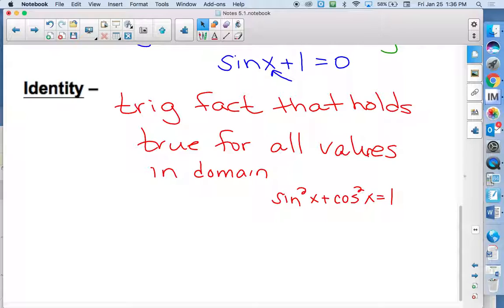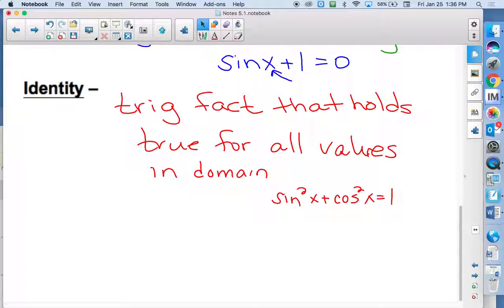So as long as I use the same x value, pi over 3, when I take the sine value of pi over 3 and square it, in addition with the cosine value of pi over 3 and square it, no matter what, it's going to equal 1. So that's just a fact. Same thing with a rectangle has four sides, 4 right angles, 2 pairs of parallel sides. Those are facts about rectangles. Facts about trig are identities.